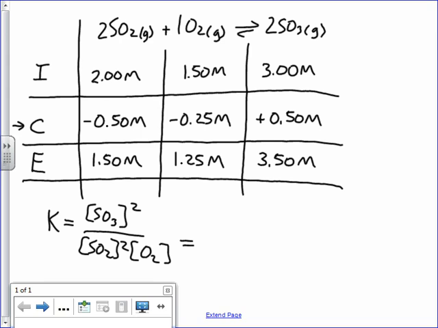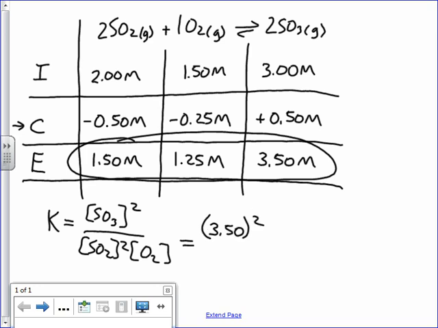All right, so then we just plug in our concentrations that we found down here. Okay, so we've got 3.50 squared on the top, divided by 1.50 squared, times our O2, which is 1.25. And that should give us our equilibrium constant with respect to concentration. I'm getting 4.36, I think. Is that right?